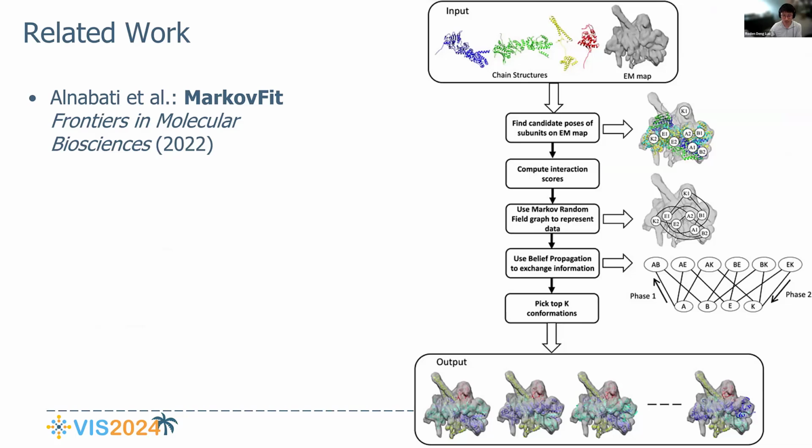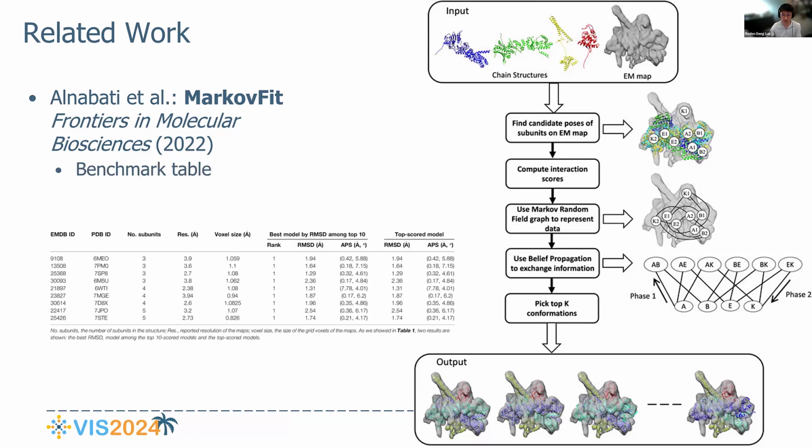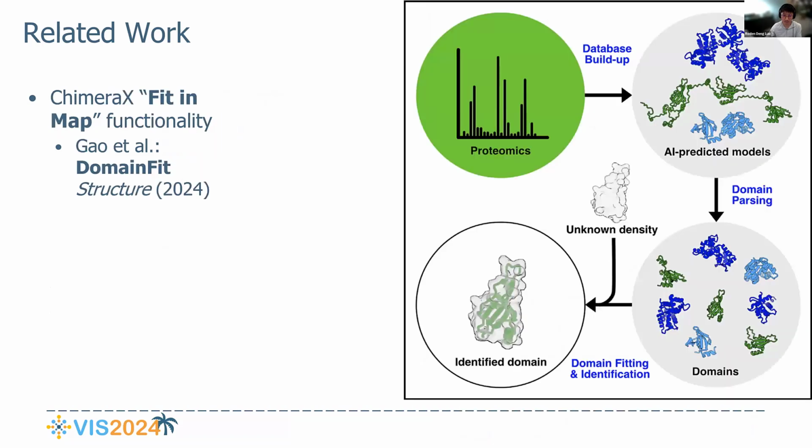Bharti et al. proposed Markov fit to use Markov random field to solve this problem. However, it involves multiple different command line tools, and it takes on average 14 hours to process one structure. They presented a benchmark table that we also use to profile the performance of DiffFit.